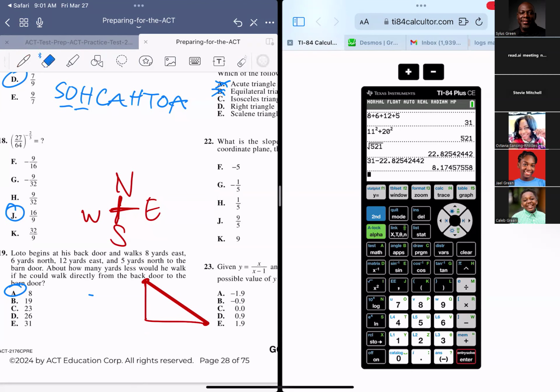So then after that, I just did the Pythagorean theorem to find this distance. Got it.